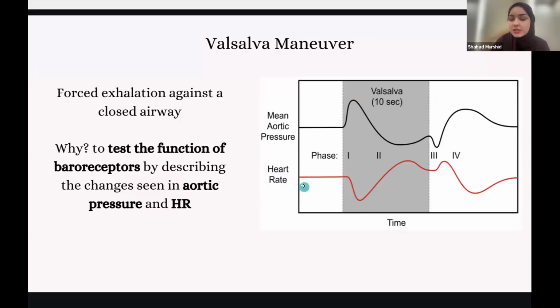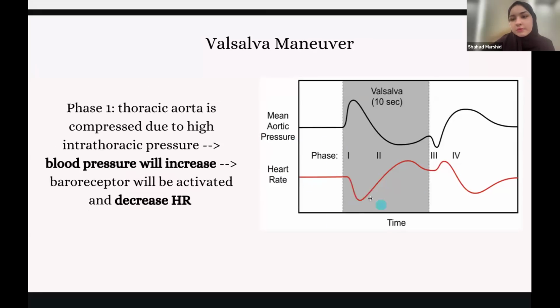So we have 4 different phases, and we have different changes that happen in each phase. So we're going to quickly look at each of them. Again, this was explained much more in detail in your actual physiology lectures, but I'll just explain it for the sake of your lab, because you can get asked about it. For the first phase of the Valsalva maneuver, this is when you first initiate the Valsalva. As soon as you forcefully exhale, you're increasing your intrathoracic pressure.